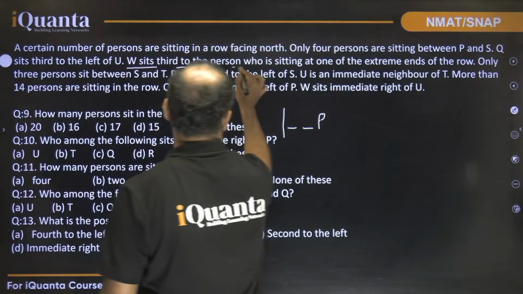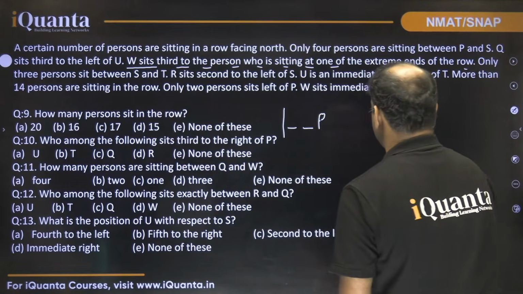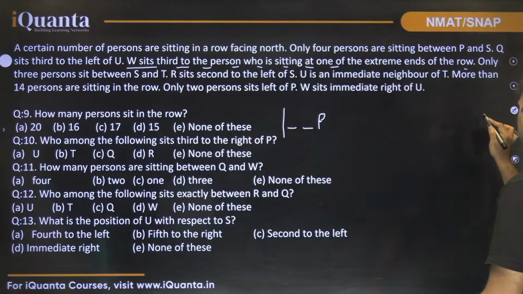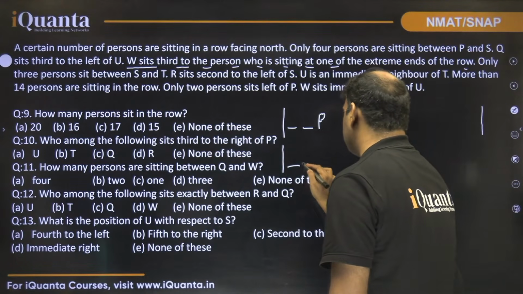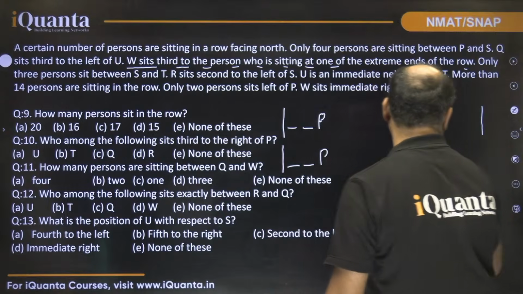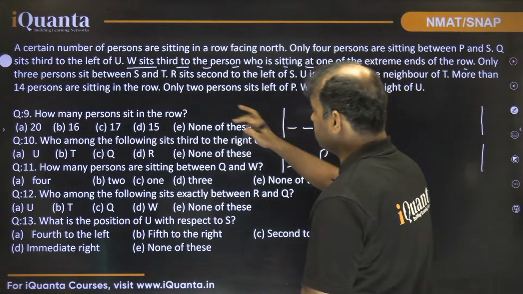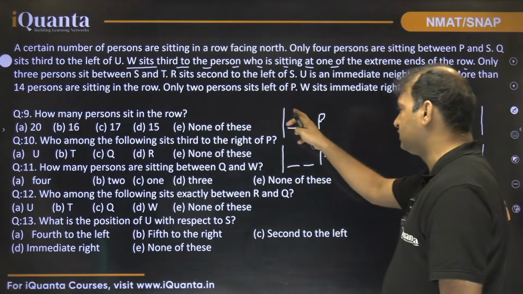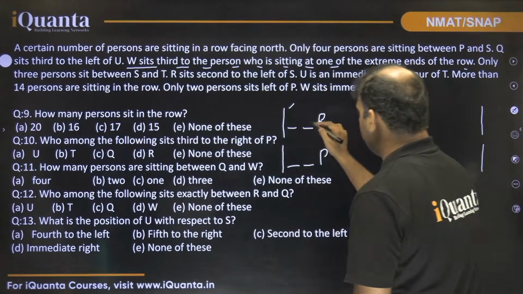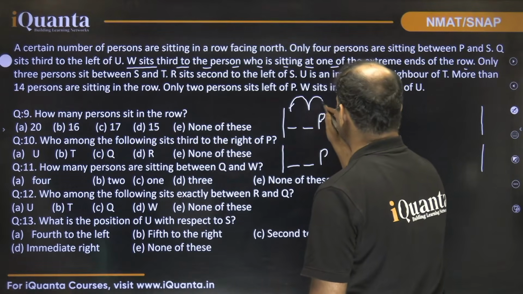W sits third to the person who is sitting at one of the extreme ends of the row. So guys, this is one of the extreme ends. Let's assume there is also one of the extreme ends, like this. So obviously there should be two possibilities for W. I'm sure you know why. W is third to the person who is sitting at one of the extreme ends. So if this is that extreme end, then W must be here, right? Third place. So first place, second place, and third place.